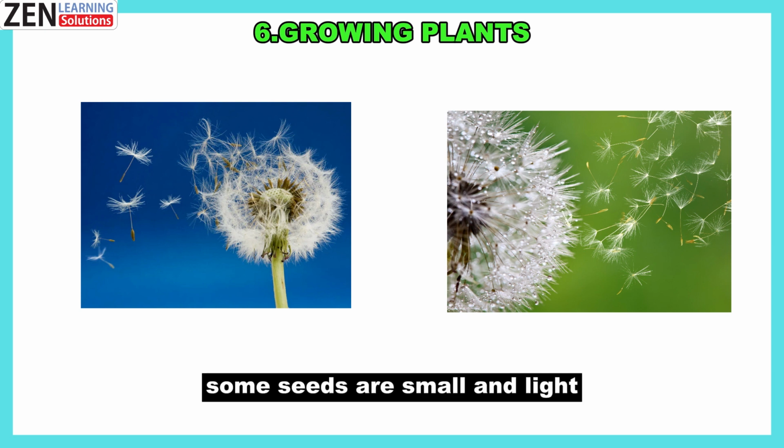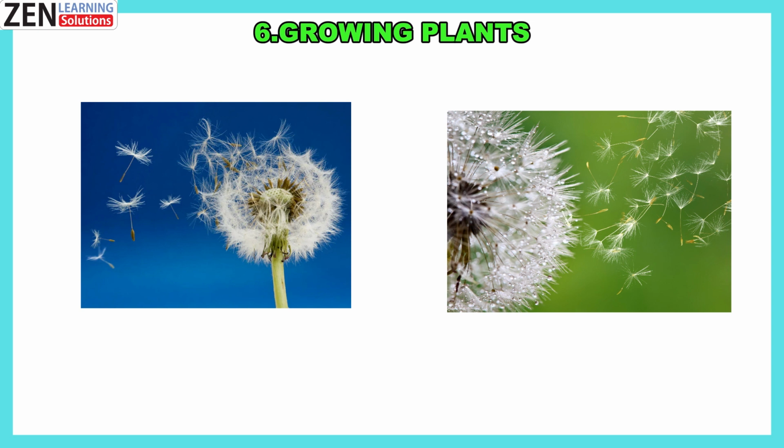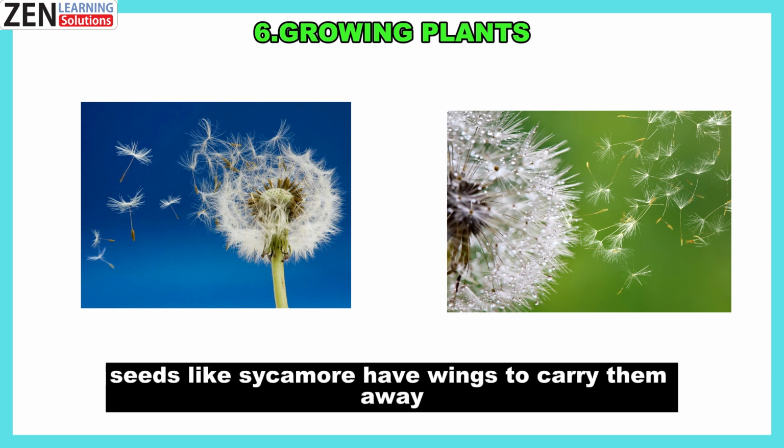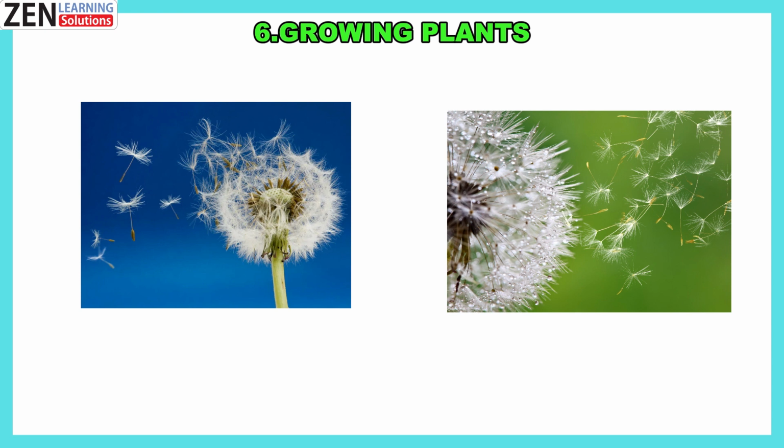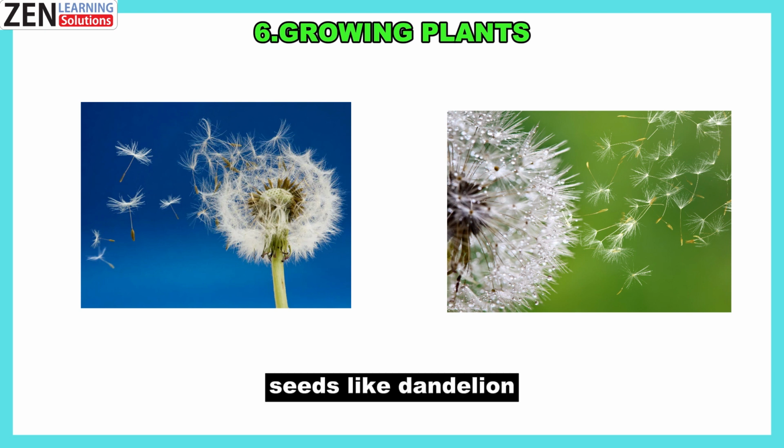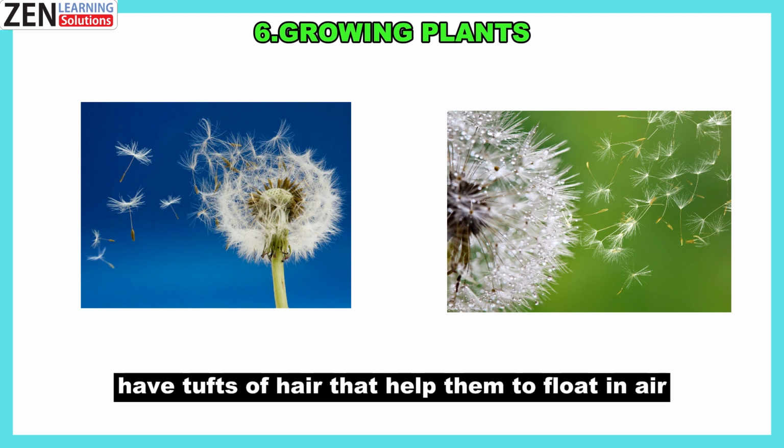Some seeds are small and light. They can be carried away by wind. Seeds like sycamore have wings to carry them away. Seeds like dandelion, granny's hair, have tufts of hair that help them to float in air.